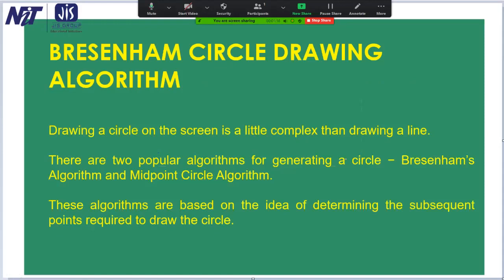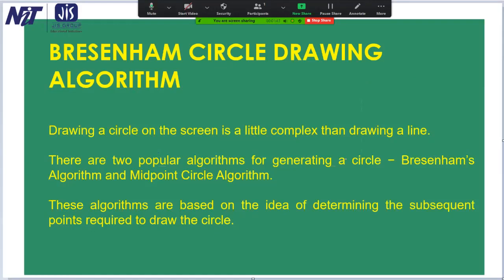If we consider Bresenham circle drawing algorithm, drawing a circle on the screen is a little more complex than drawing a line. Earlier we have seen the algorithms for drawing a line. We have seen the DDA algorithm, we have seen Bresenham line drawing algorithm. Now, there are two popular algorithms for generating a circle. One is Bresenham's algorithm, another one is the midpoint circle algorithm.